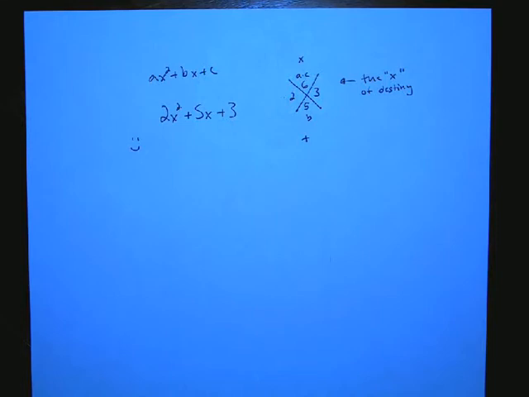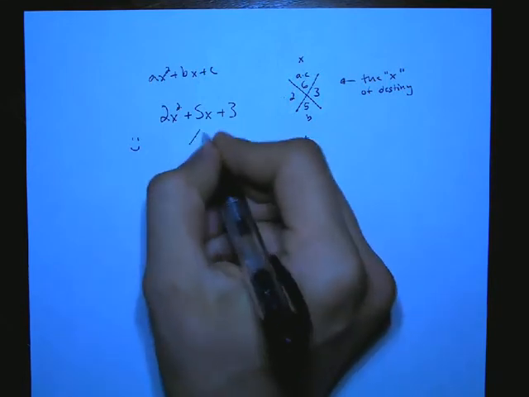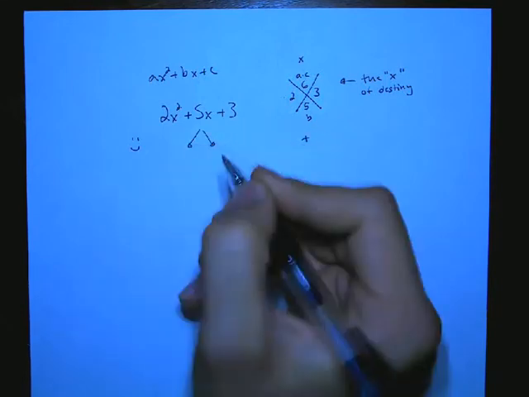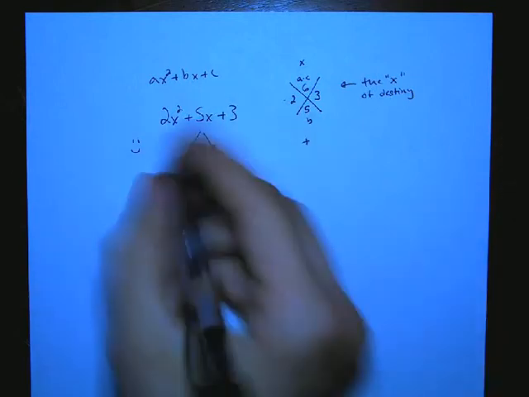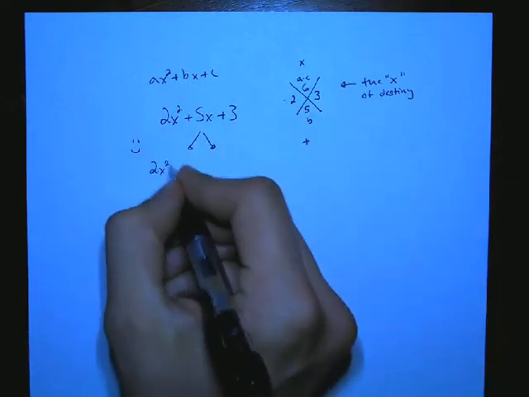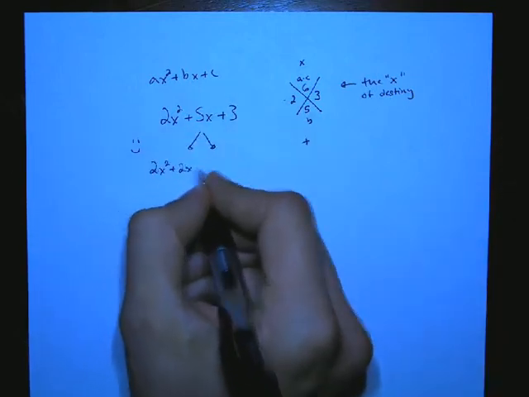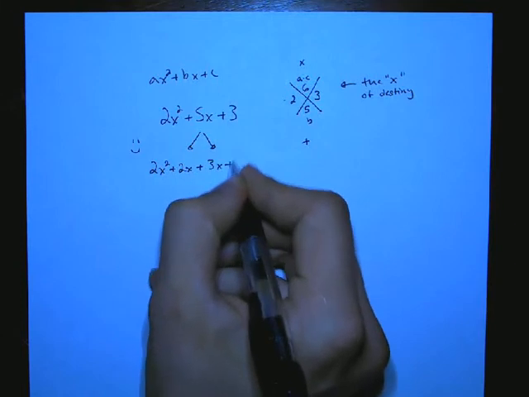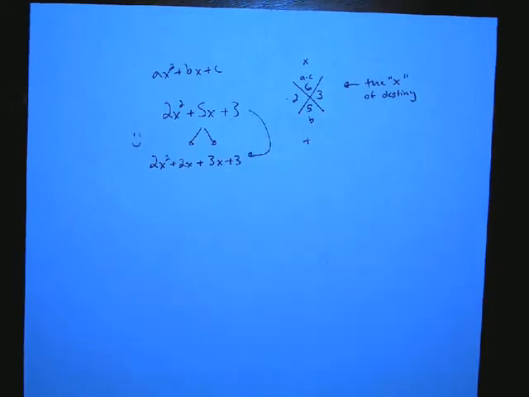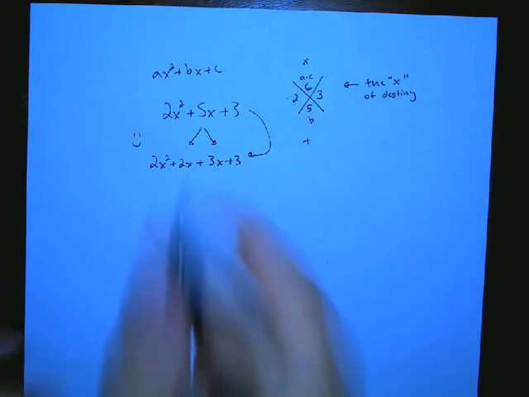Now, why do we need them to add together to be 5? Because we're going to break this 5x up into 2x and 3x. 2x plus 3x is 5x. So I've got 2x squared plus 2x plus 3x plus 3. Notice I have not changed my equation. 2x plus 3x is 5x. I've still got the same quantity.